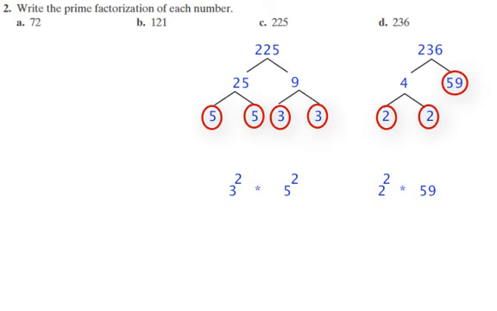The prime factorization for 225 is 3 to the second times 5 to the second. The prime factorization of 236 is 2 to the second times 59.